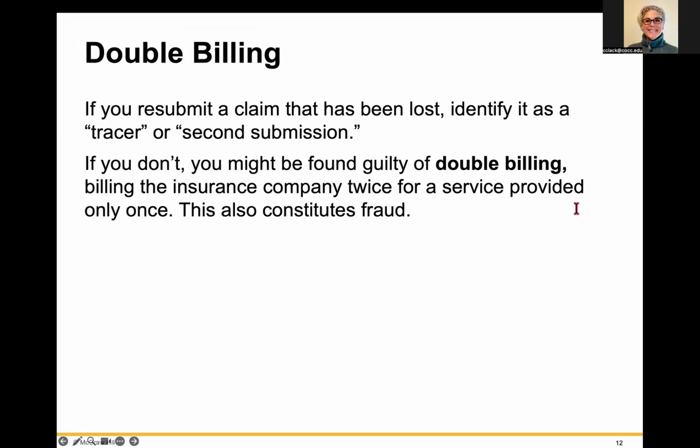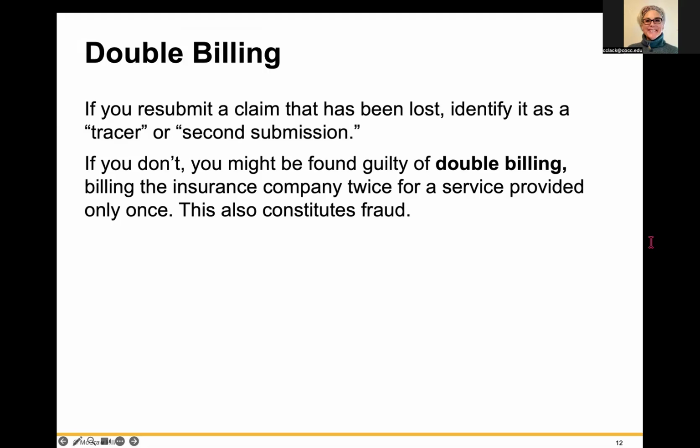So it's important to label a tracer on a double bill. When you mark it as a tracer or second submission, you're basically telling the payer that this is not a new service. This is a follow-up on a claim that we already submitted. That matters because payers process claims through automated systems. If they receive an identical claim twice with no indication it's a follow-up, it looks like you're just trying to collect twice. So this is the compliance piece.